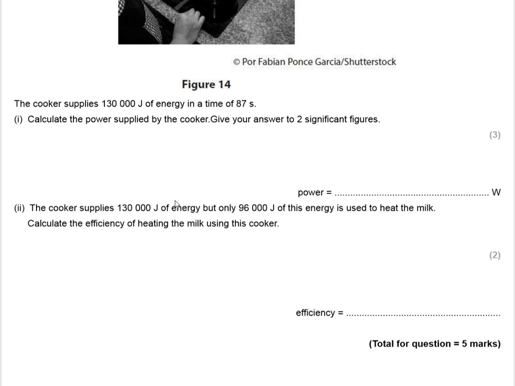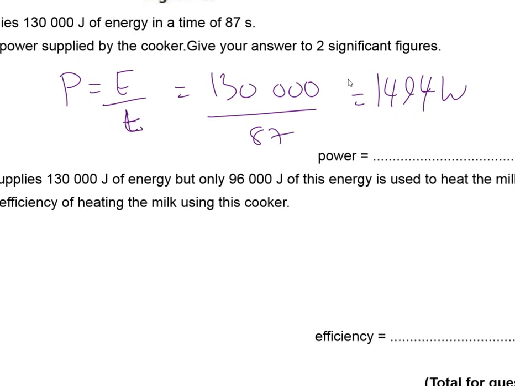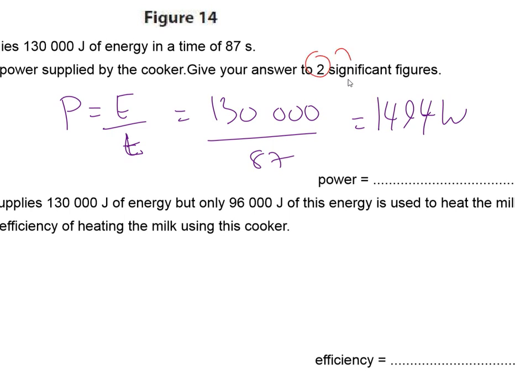Now for this one, we need to remember power is energy over time. Again, they're giving us a free mark, so just put the numbers in. We need to be careful here because the answer we get is 1494 watts. Now the question says, I'm going to zoom in in this case, give your answer to 2 significant figures.